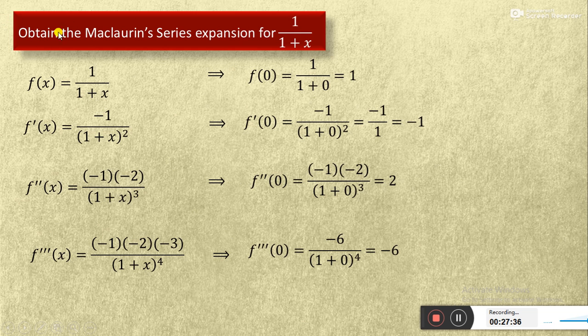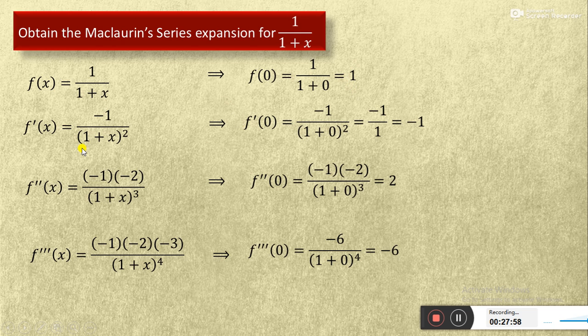So next we calculate the Maclaurin series for 1 by 1 plus x. So now I take f of x equal to 1 by 1 plus x. From this I calculate f of 0, that means throughout the equation I substitute x equal to 0, so f of 0 equal to 1 by 1 plus 0, so the answer is 1.